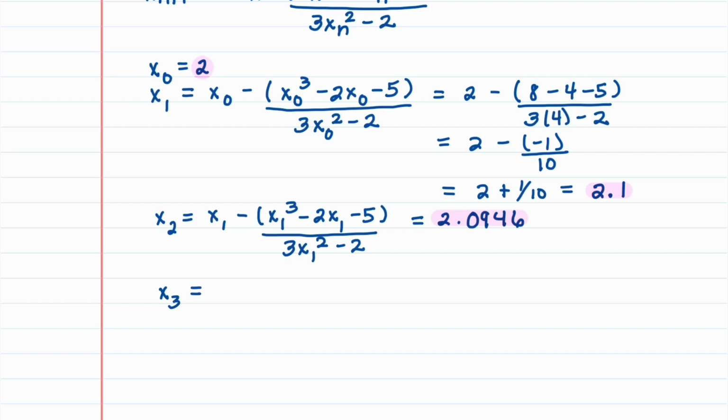I'm not going to write down the formula. It's going to be very similar to what we've just written down. When you substitute x2 into the formula, you end up with x3 is equal to 2.0946. Notice that x3 is the same solution as x2, so that means that it is accurate to within 4 decimal places, and we can go ahead and say that our root is approximately 2.0946, and that is accurate to within 4 decimal places.